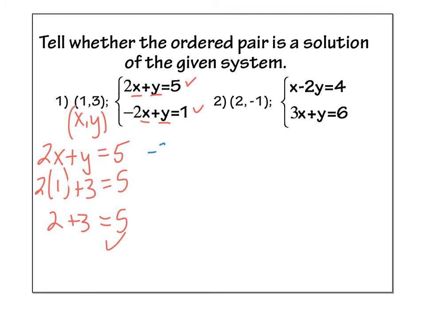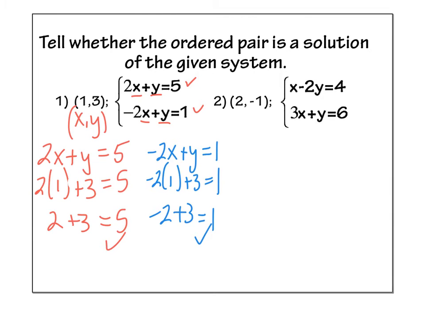The next one is negative 2x plus y equals 1. We'll still plug in 1 for x and 3 for y. And we get negative 2 plus 3 equals 1, which is true. So we would write the word yes for number 1 because both equations are true.